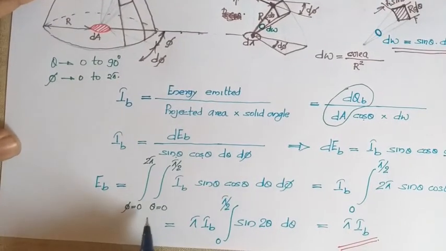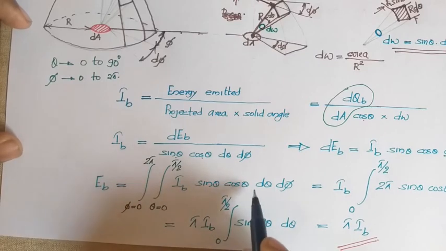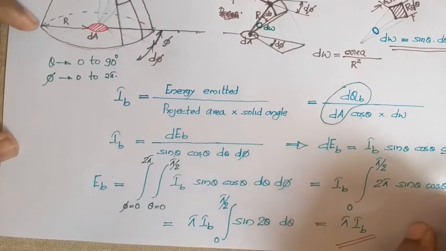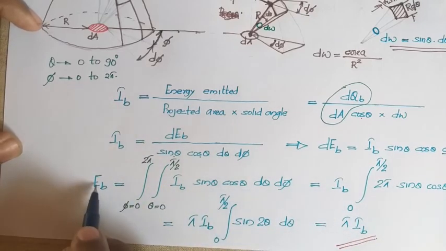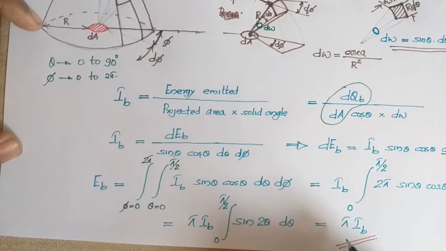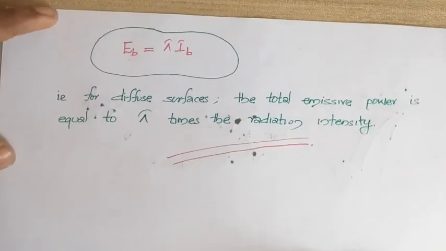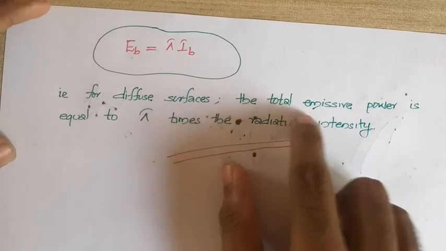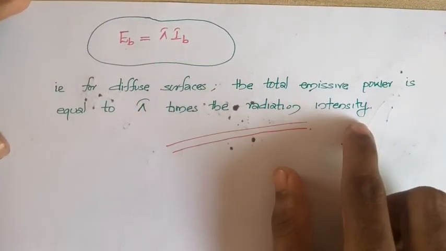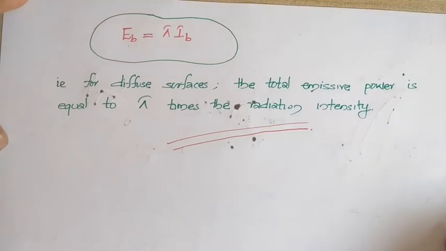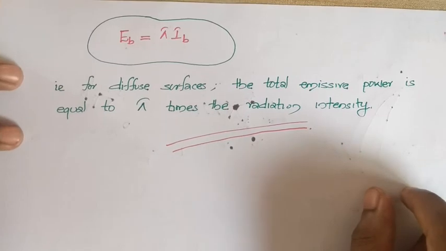So theta equal to 0 to pi by 2 and phi equal to 0 to 2 pi of I_B sin theta cos theta d theta d phi, and upon integration you finally get the total emissive power E_B equal to pi times I_B. So this is a result for a diffuse surface: the total emissive power is equal to pi times the radiation intensity. This is the result for diffuse surfaces, and here I am considering a black body.